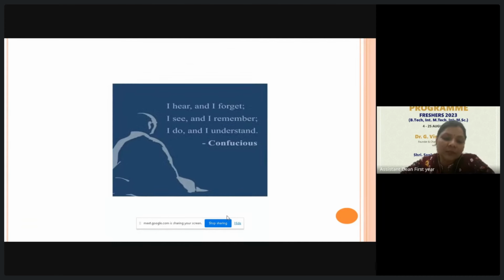So when there is a collaboration of active learning and passive learning together, that learning is much more effective as compared to the learning we go through in the normal classroom. Hence the words of Confucius are very applicable to the CALTech pedagogy: I hear and I forget, I see and I remember, I do and I understand.